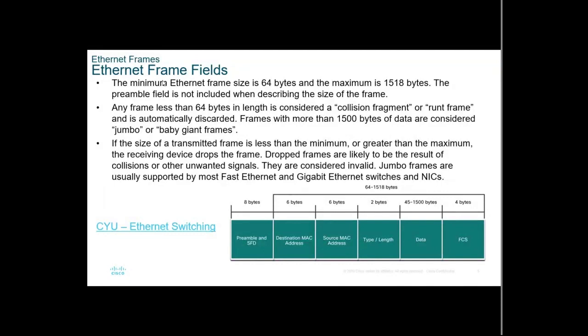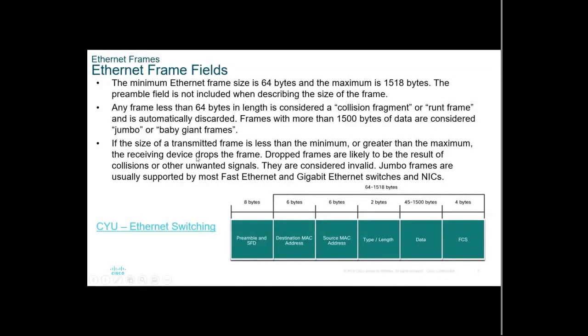So why is it small? Maybe because something interfered with it and you just got a little bit of it. Why is it too big? Maybe one frame got merged with another frame because something again happened, like maybe there's a bit of electromagnetic interference in the middle of the wire somewhere, and it's caused some changes and made two merge together and you got a giant frame. So in that case, why waste your time dealing with those things? They're illegal, just ignore them. They are considered invalid. Jumbo frames are usually supported by fast Ethernet and gigabit switches and NICs.